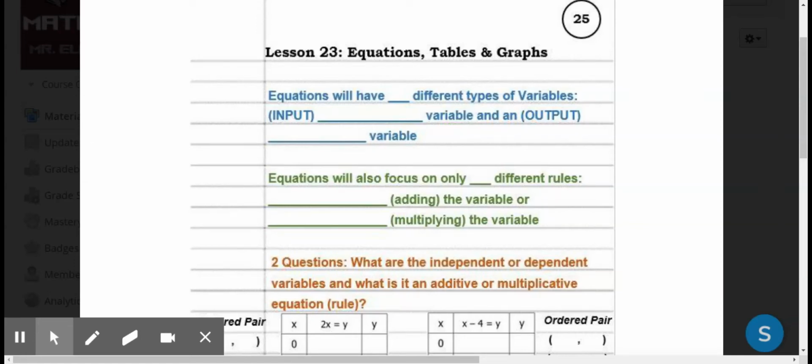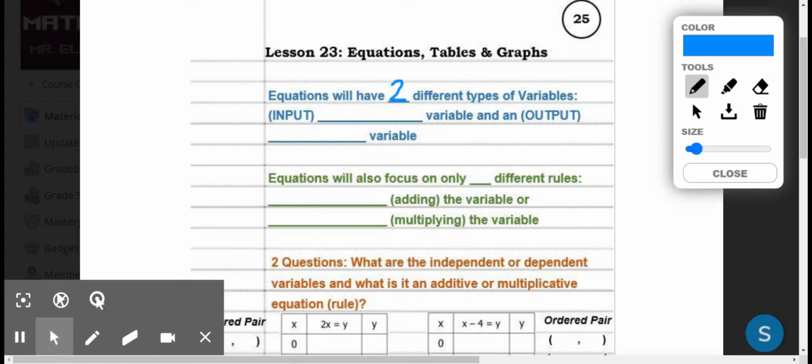We're going to take a look at lesson 23, and we're going to see what equations have to do with tables and graphs. Once we start looking at tables and graphs, equations are going to have two different types of variables. Using the concepts from fifth grade, where we have an input to a situation and an output, in equations we're going to have an input variable, and we're going to call that the independent variable.